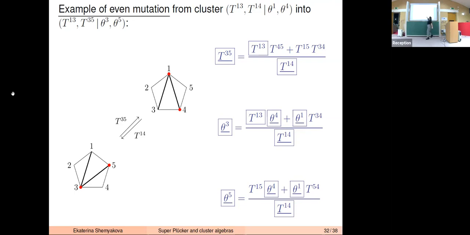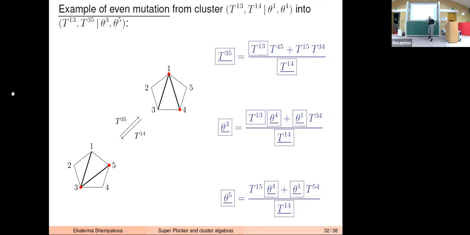So that's this exactly diagonal which we mutate, right? So we mutate t1, t4, theta 1, and theta 4. So we mutate this dumbbell. We mutated the dumbbell into another dumbbell, the whole dumbbell mutates. And we have a new dumbbell made of t3, theta 3, and theta 5.